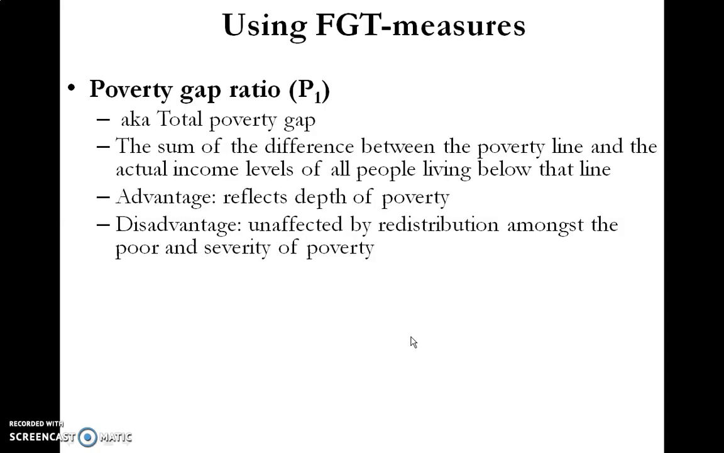Back to FGT measures. We now continue with the poverty gap ratio, also known as your total poverty gap, which is denoted by P1. So your alpha in this formula will be 1. This is basically the sum of the difference between the poverty line and the actual income level of all people or households living below that line. Remember, it's below that line.